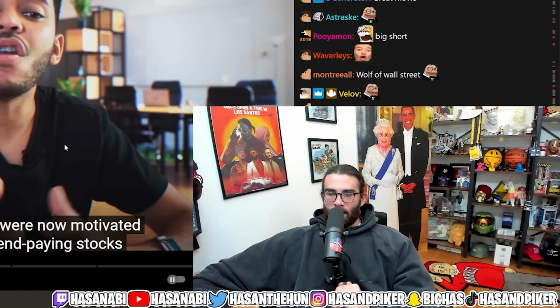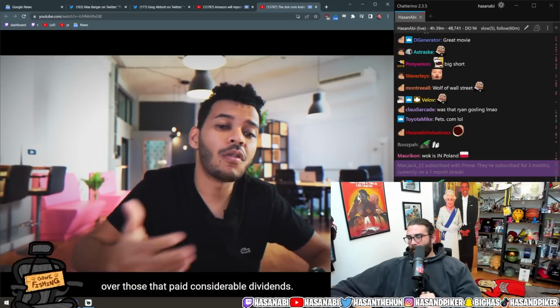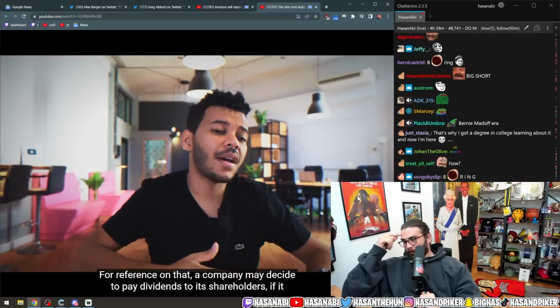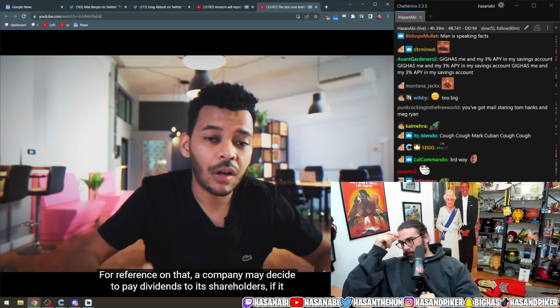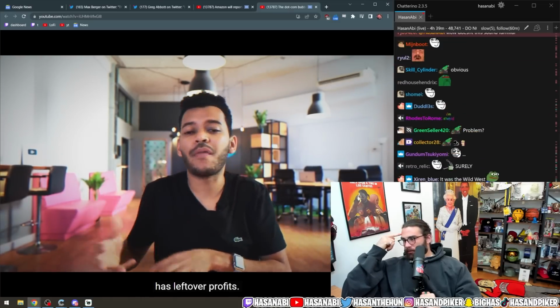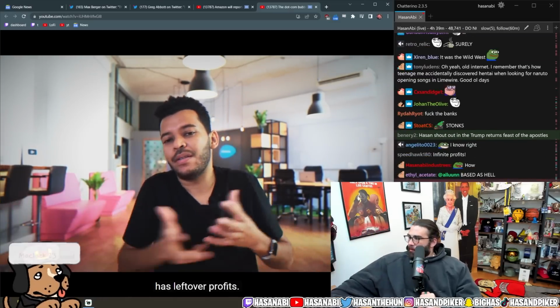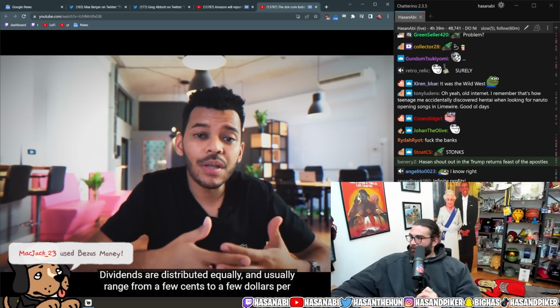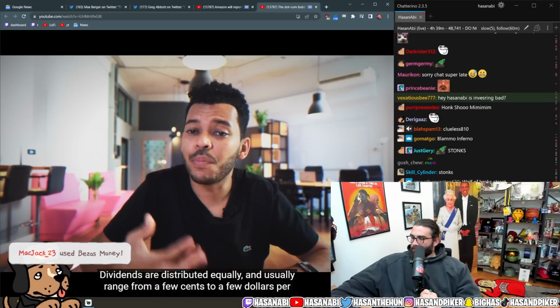No dividend-paying stocks over those that paid considerable dividends. For reference on that, a company may decide to pay dividends to its shareholders if it has leftover profits, if the revenue exceeds its expenses. So dividends are distributed equally and usually range from a few cents to a few dollars per share.